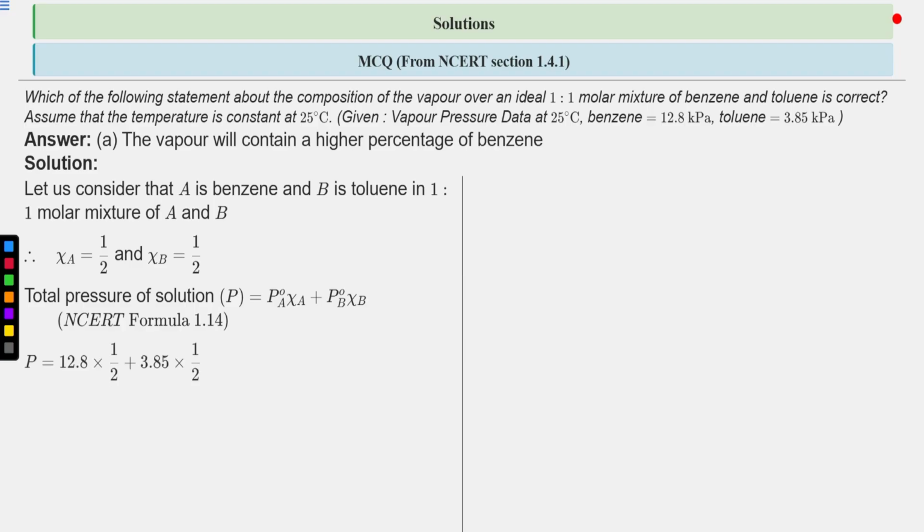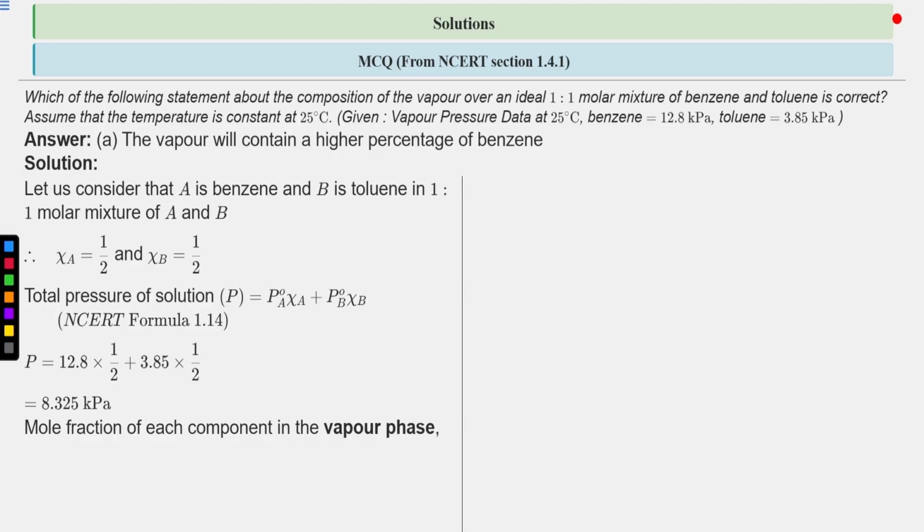Now we have P naught A as 12.8 given for benzene. We have P naught B as 3.85 given for toluene. We just put that in, and chi A and chi B we just found out, so 1 by 2, 1 by 2. Now you have to solve this and add. So the total pressure of the solution is coming out as 8.325 kilopascal.